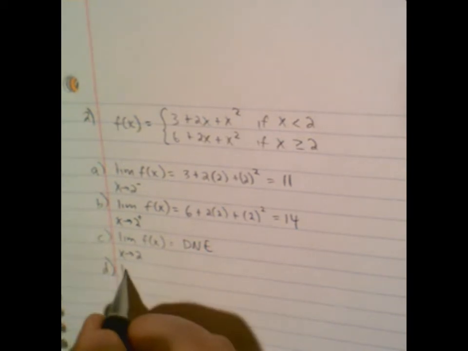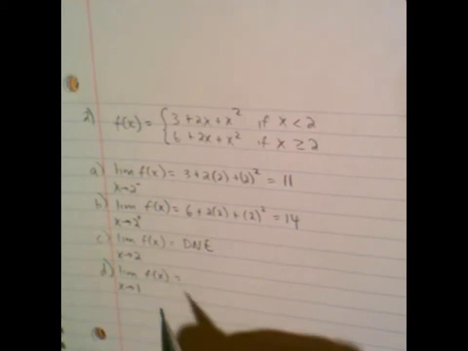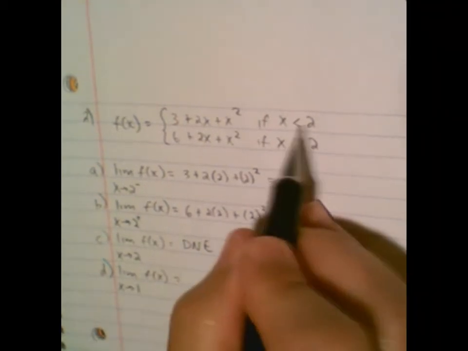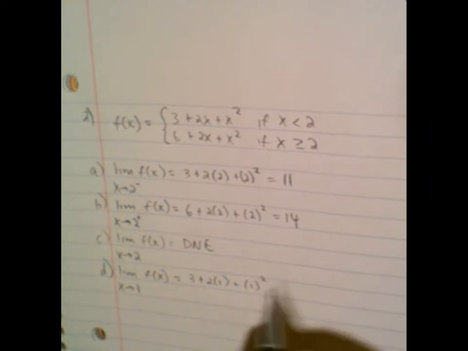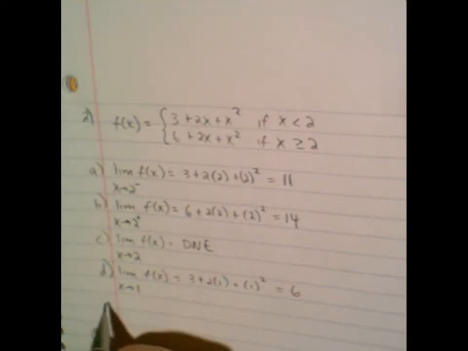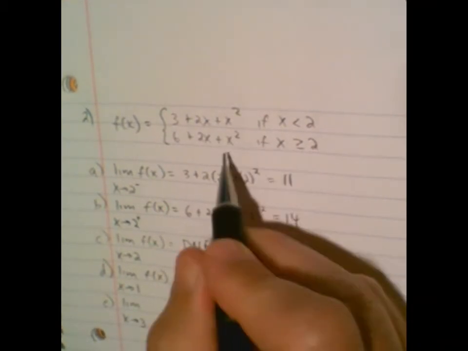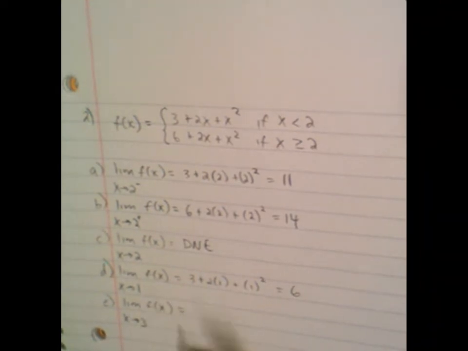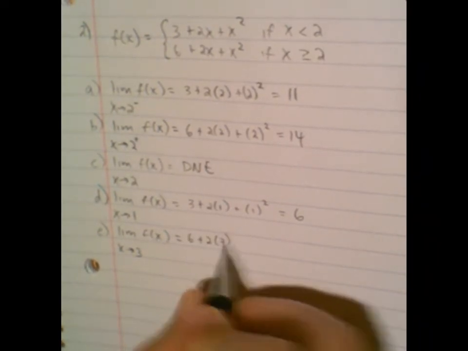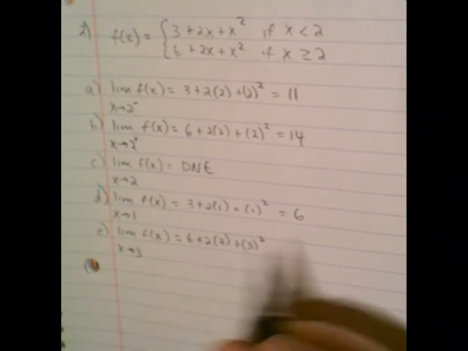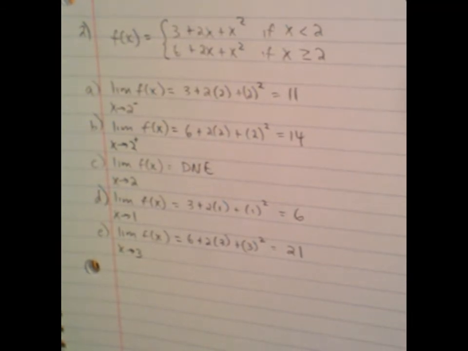2 more. The limit as x approaches 1 of f of x: the number 1 is less than 2, so we're using the top one. 3 plus 2 times 1 plus 1 squared is equal to 6. And the limit as x approaches 3: 3 is greater than or equal to 2, so we're in this one over here. f of x is equal to 6 plus 2 times 3 plus 3 squared. 6 plus 6 is 12, plus 9 is equal to 21. So that was number 2.